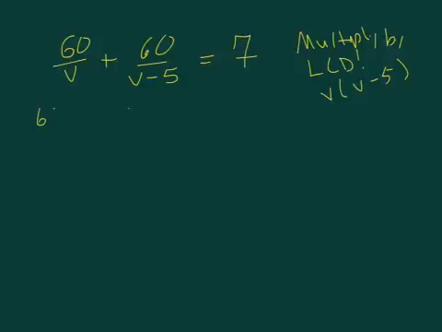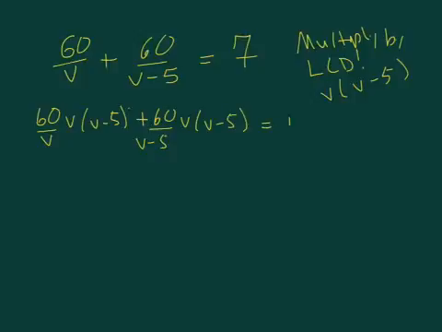This gives us 60 over v times v minus 5 plus 60 over v minus 5 times v minus 5, which equals 7 times v minus 5. So we cancel things out. That's gone, and that's gone. Let's go ahead and simplify. So we can distribute. Well, before we do that, let's write it all out.